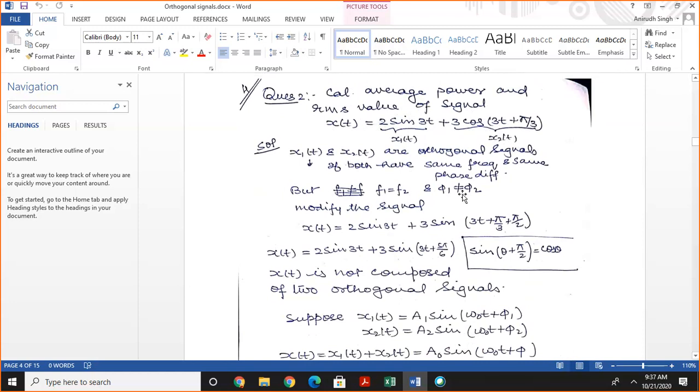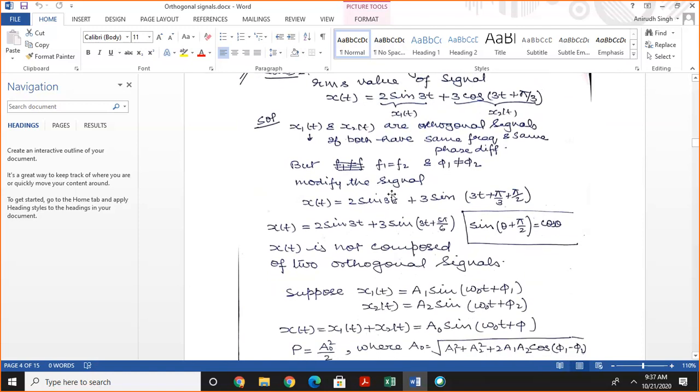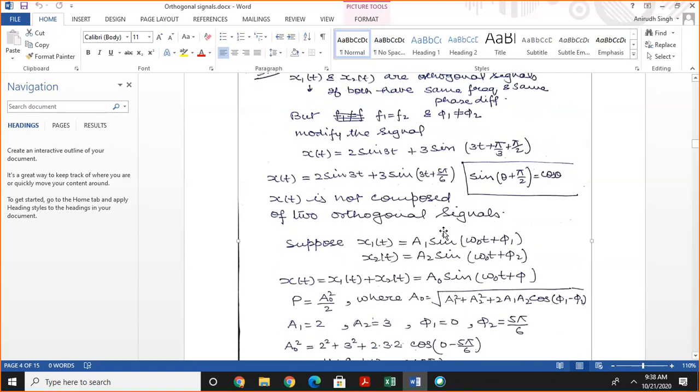Calculate the average power and RMS value of the signal x(t) given by x1(t) equal to 2 sine 3t, plus x2(t) equal to 3 cos 3t plus 5 pi by 3. In this case, this is a sine function and this is a cos function. Sine and cos functions are orthogonal if they have the same frequency and same phase. But in this case, they have the same frequency, but their phases are different, means psi 1 is not equal to psi 2.